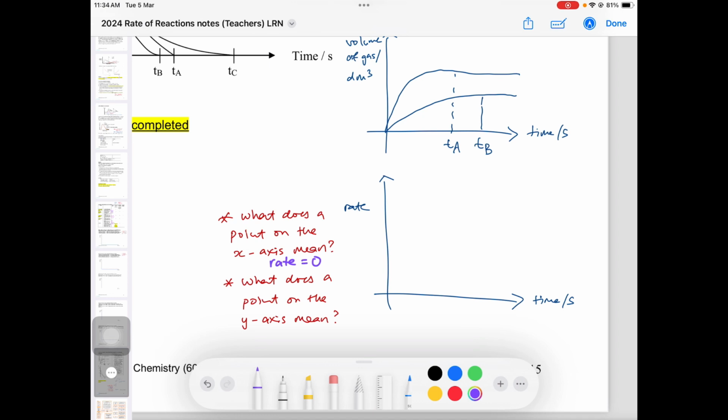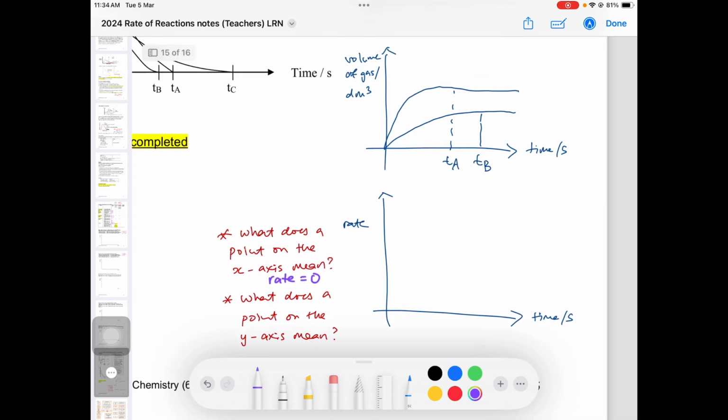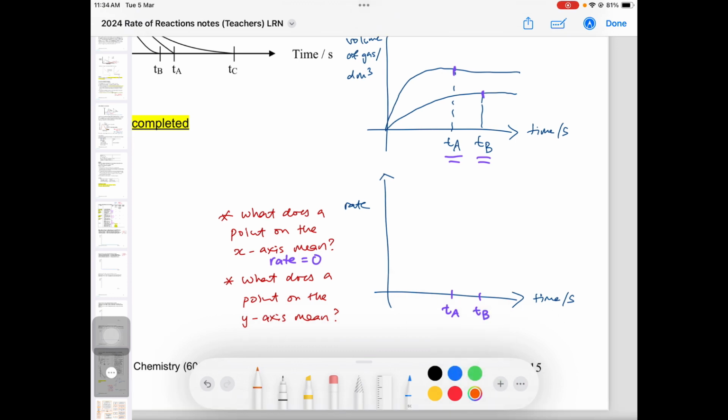So how do you tell when the reaction has stopped from the volume time graph? You can see I have indicated the time taken for A to be complete, and the time taken for B to be complete. So what you do is mark out the same timings on your rate time graph. So TA will be here, TB will be here. What does the point on the y-axis mean? On the y-axis, it means that time equals 0.